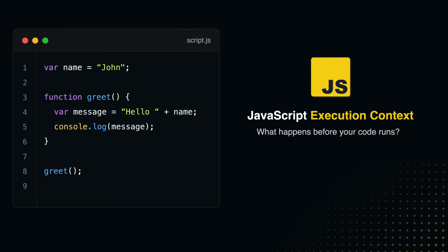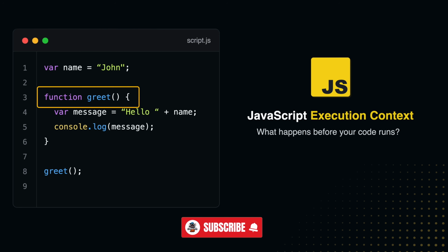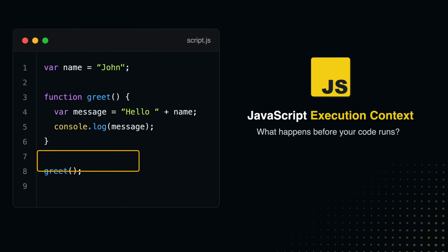Look at this simple example. At first, this code looks very normal. We have a variable called name. We have a function called greet. And at the end, we call the function. Simple, right? But here's the interesting part.